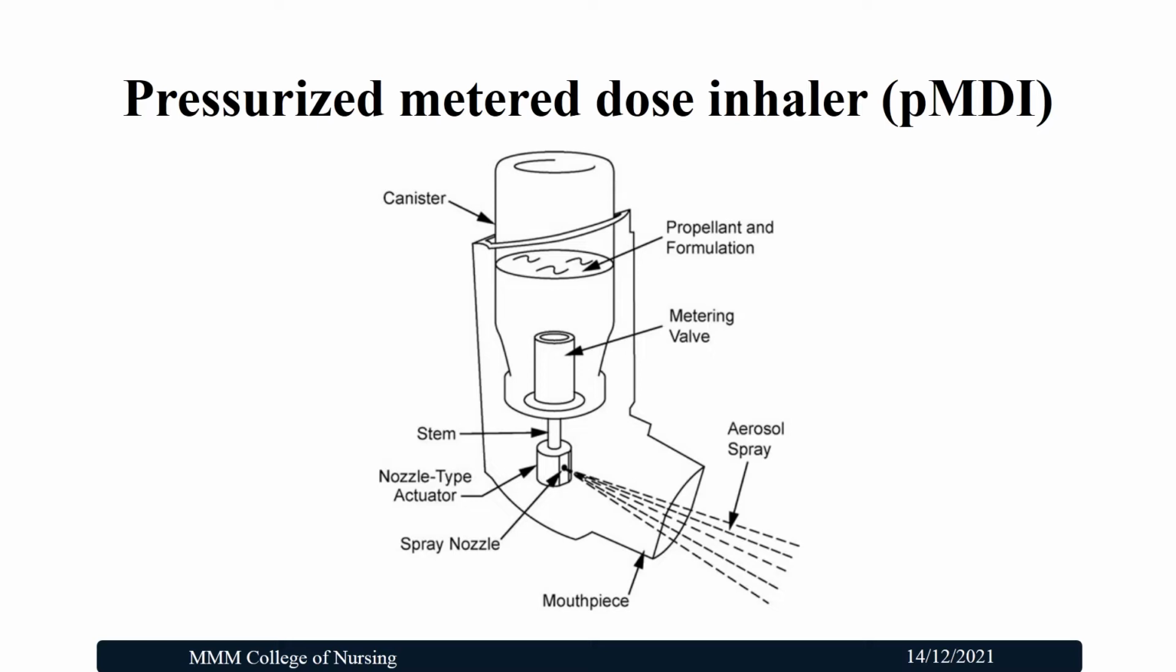Now we can see how the pressurized metered dose inhaler works. It has two main parts. Number one, the aluminium body, which is called the canister, which contains the formulated medication along with the propellant, and it is covered by the plastic body including the mouthpiece. Through this only the medication will enter into the mouth upon application.